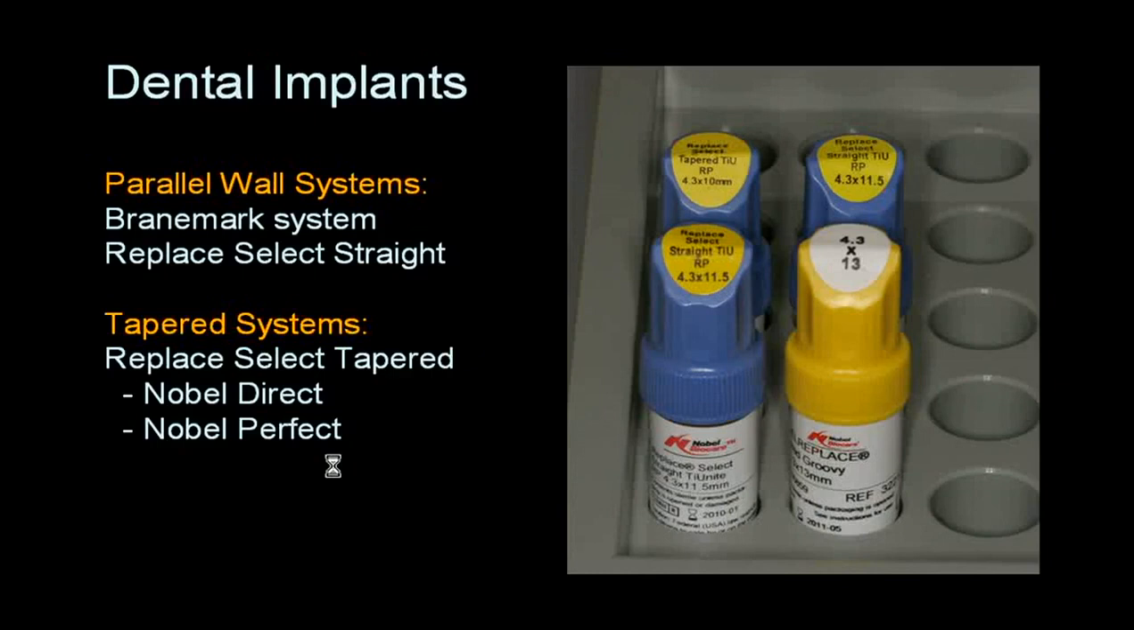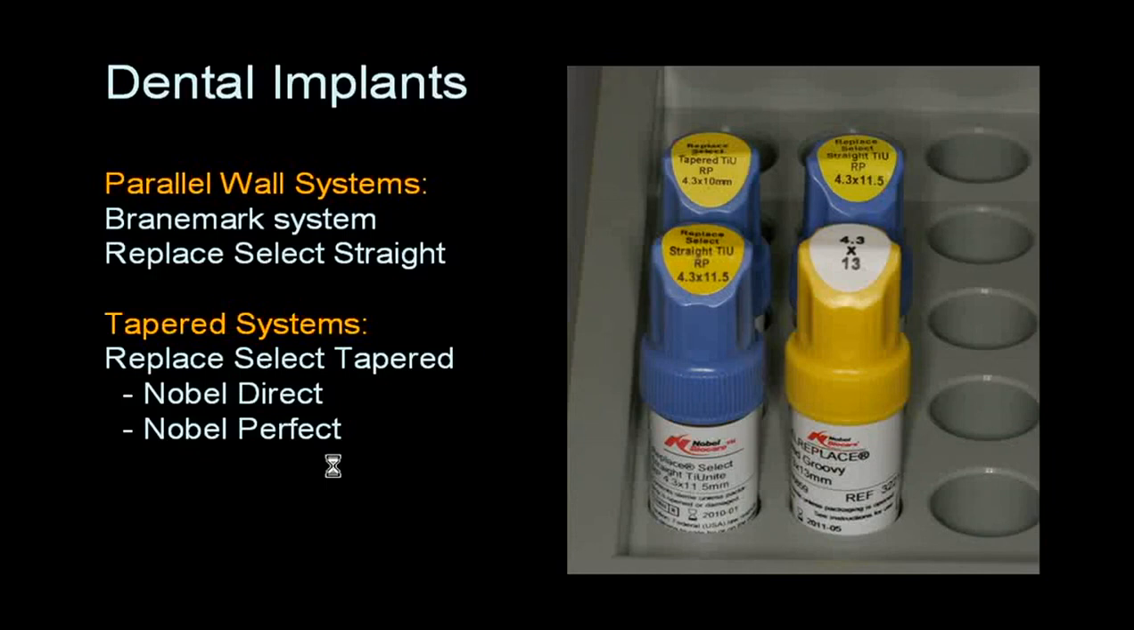So the parallel wall system are very universally applicable. So if you want to use a parallel wall system in your office, pretty much any indication will work. And the only indication which I feel is not optimally served by a parallel wall system is soft bone, so the type 4 bone we talked about, and extraction sockets. So those are two which are not completely served by a parallel wall system. Can be done, but a little bit more difficult.